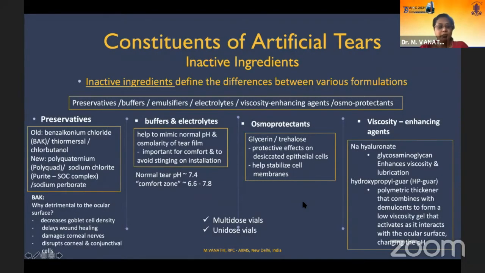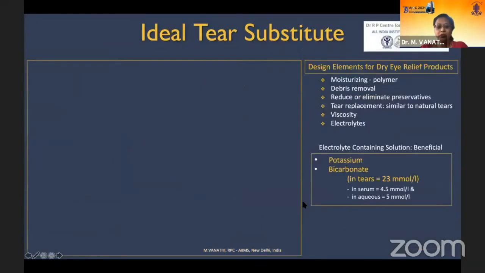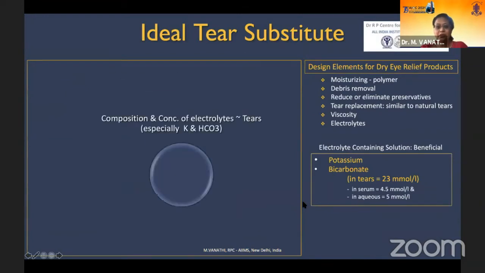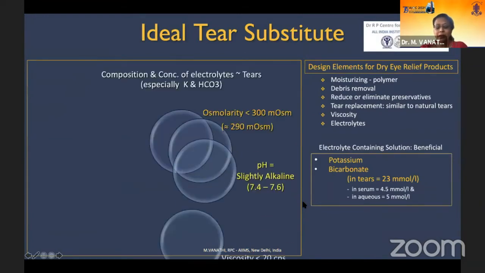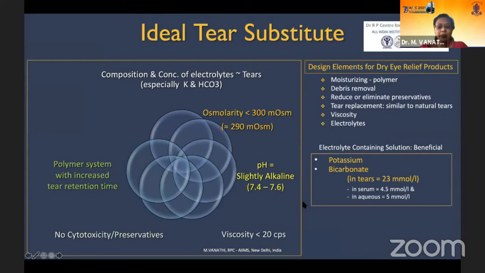What are the inactive ingredients? These largely comprise preservatives, buffers and electrolytes, osmoprotectants, and viscosity enhancing agents. So understanding what your teardrop contains is going to go a long way in what you would probably like to prescribe for the patient, depending on the ocular surface pathology which he or she is having. So an ideal drop needs to manage all these components which you're seeing on your screens now.